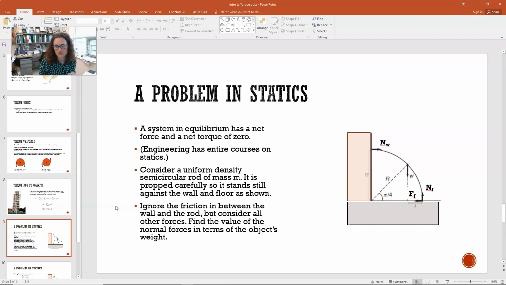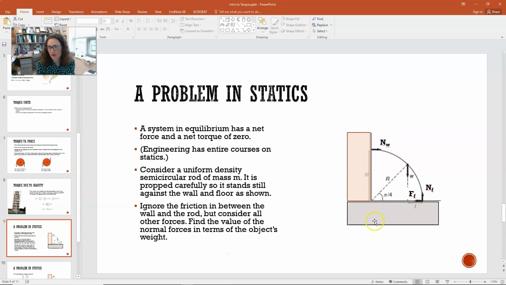So one such system that would be a static situation would be a uniform density semicircular rod that has a total mass m, and that's indicated here in this sketch. Now we're going to prop our little semicircular rod so that one end is sitting on the floor and the other end is propped against the wall, as shown. We're going to ignore the friction between the wall and the rod, but we're going to consider all the other forces and then find the values of the normal forces in terms of the object's weight, mg. So that's the goal here.